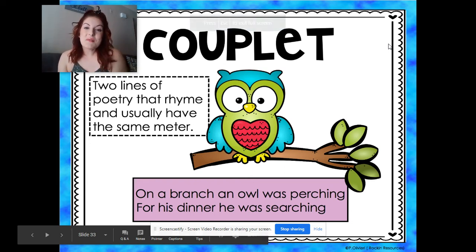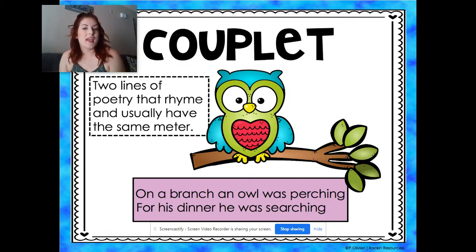Hello. So this week we are working on our second poem. This poem is called A Couplet. A couplet is a poem made of two lines. It has an end rhyme at the end of each line, so they rhyme together. The pattern would be AA because they match. And then each line has the same amount of syllables as the second line.